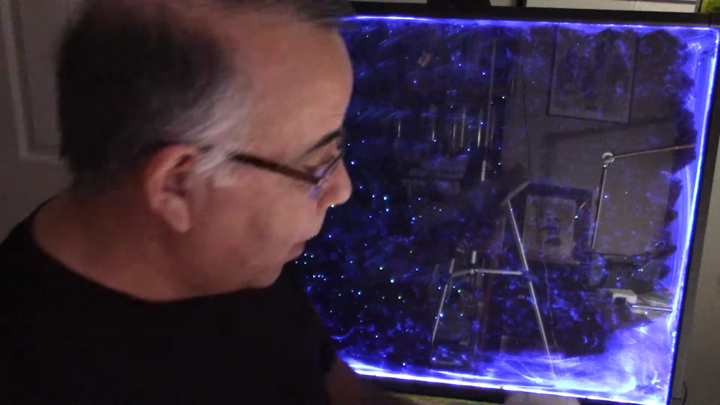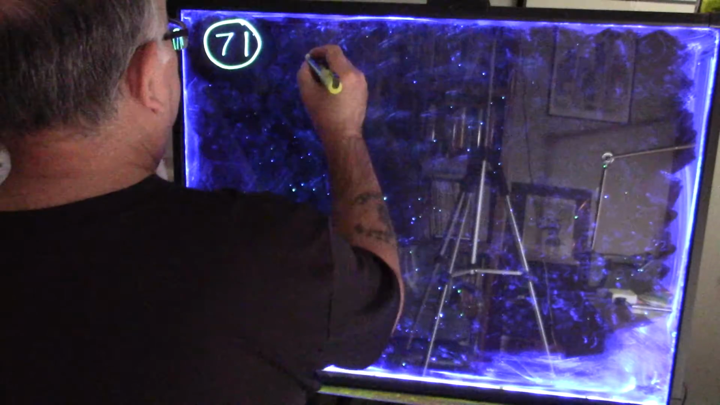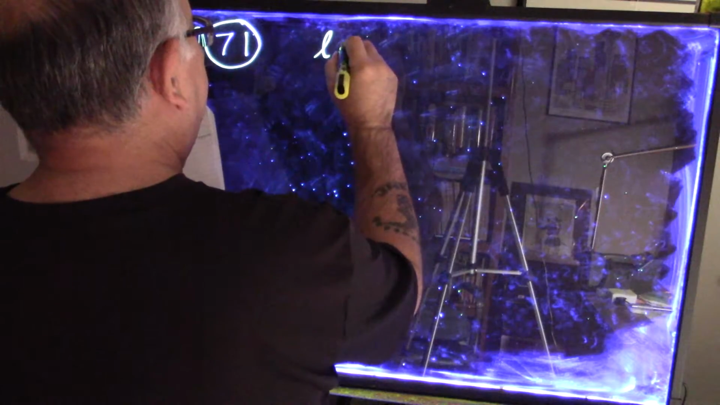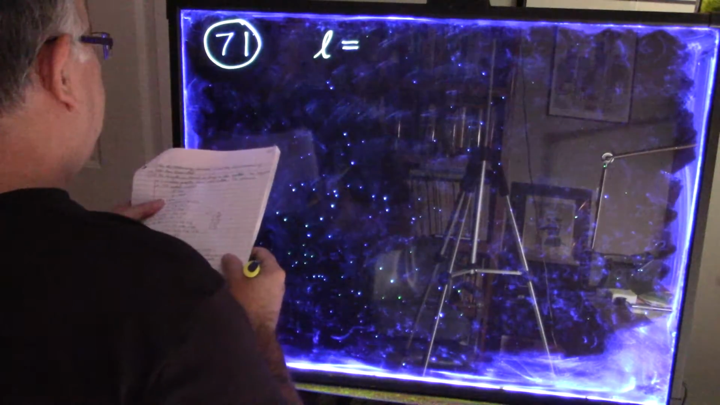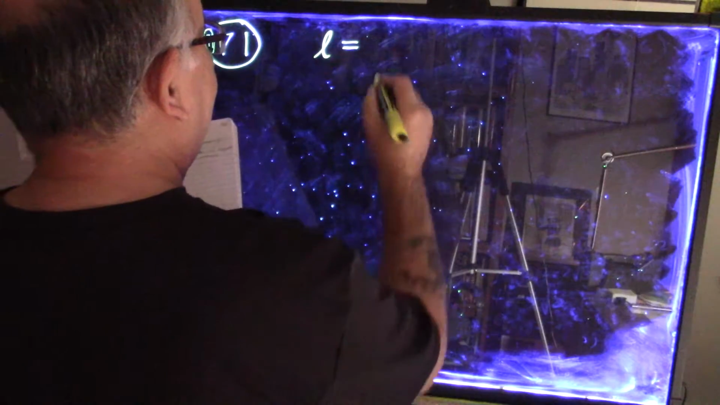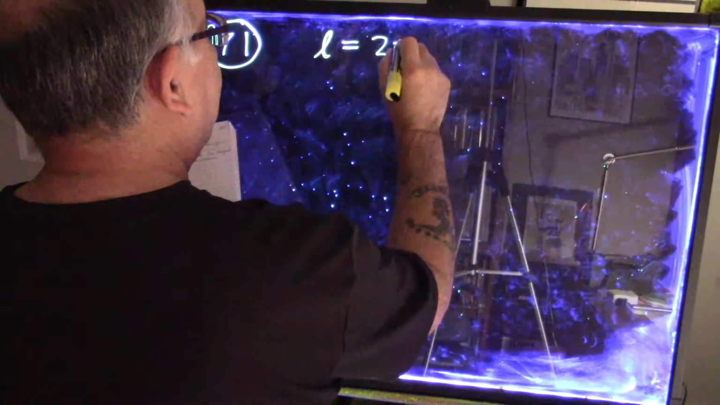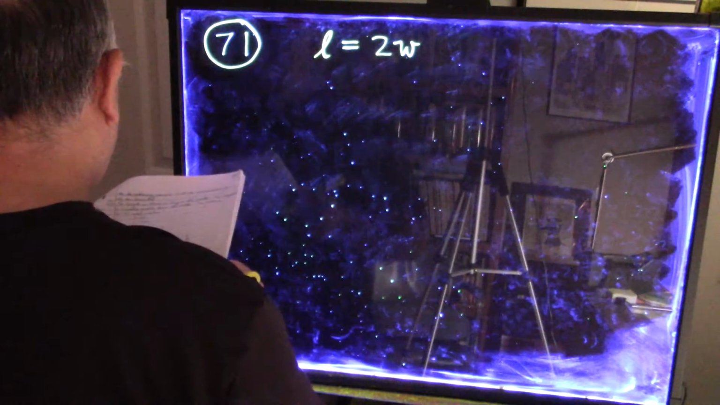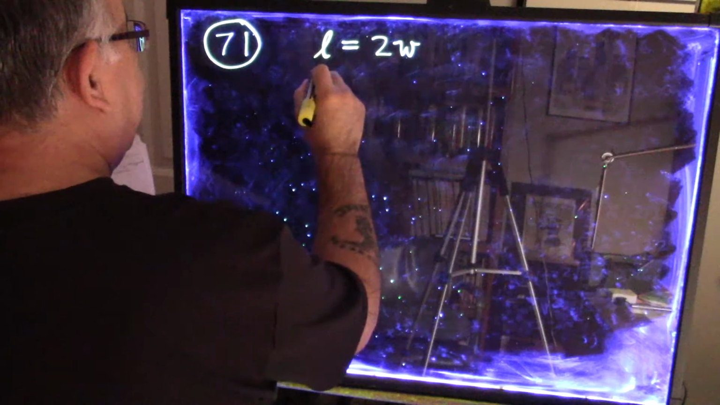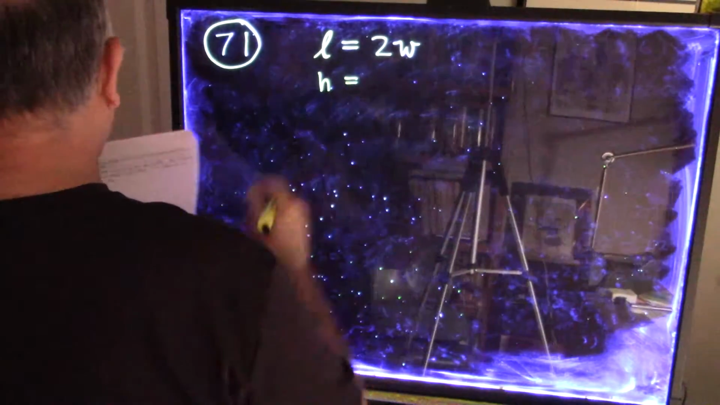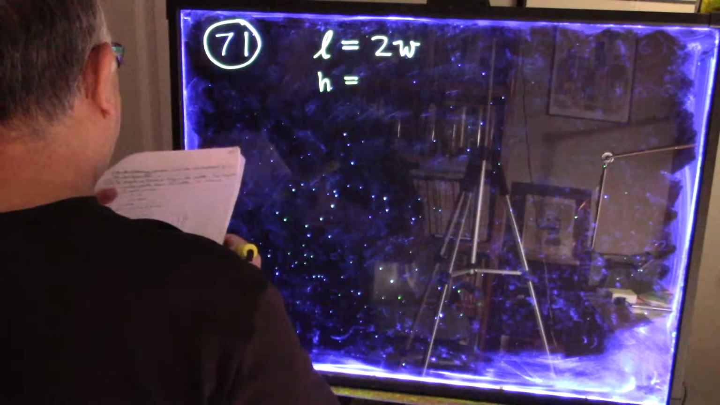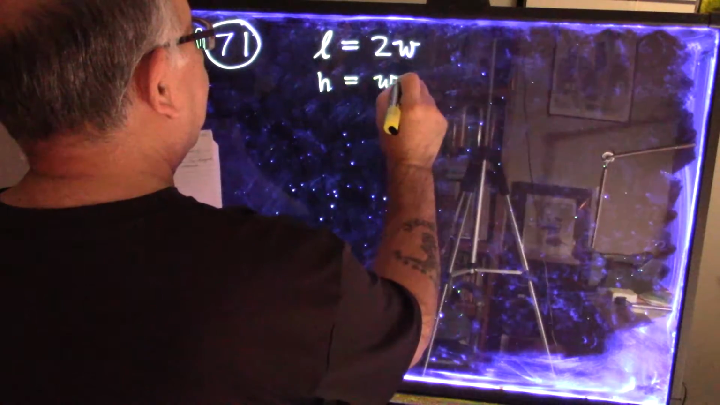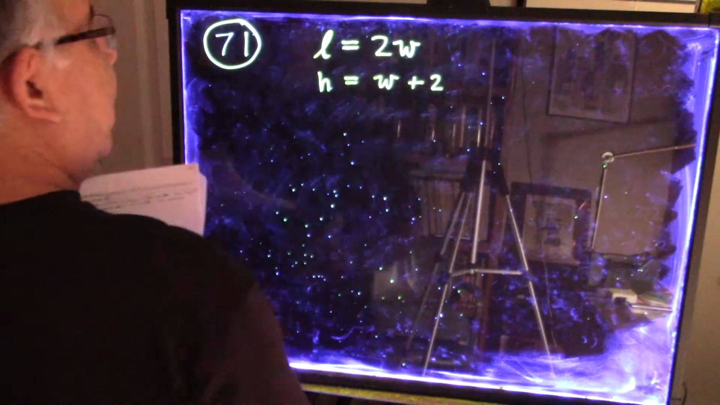Alright, so let's start with the length. The length, call it L, lowercase l, is twice as long as the width. We'll call it width W. That sort of makes sense. And the height, let's call that H, equals 2 inches greater than the width. So 2 plus W, or W plus 2. 2 inches greater than the width.